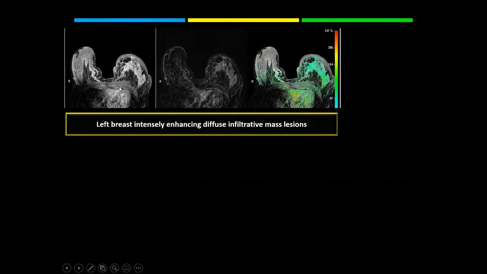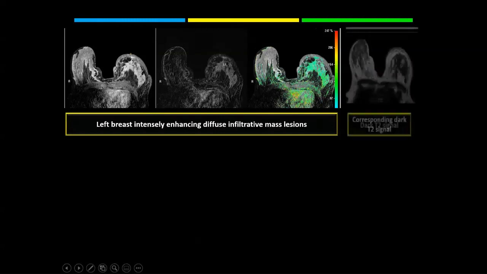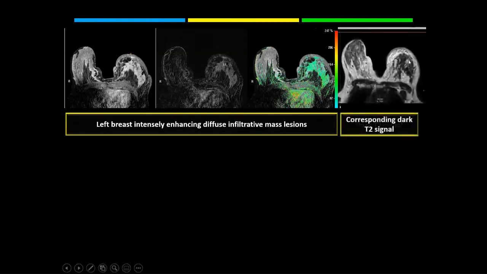when we performed the MRI, we saw this enhancing lesion, and it was not because of the enhancement, but because of the dark T2 signal seen on the T2 weighted images. Based on this, we said, no, most probably this is a malignant lesion. And actually, this was a locally advanced cancer.